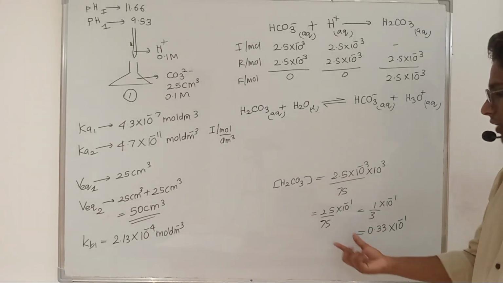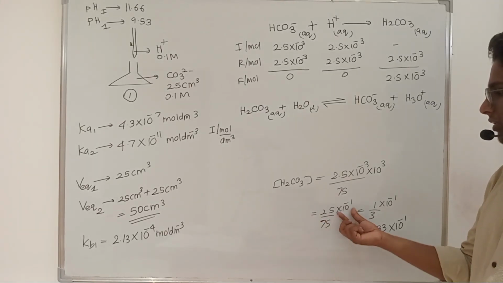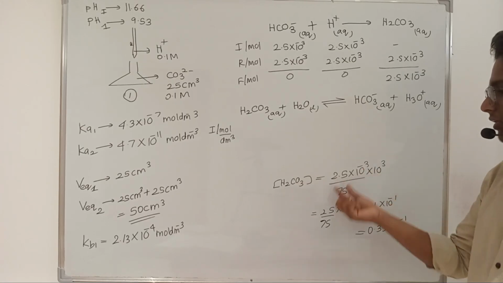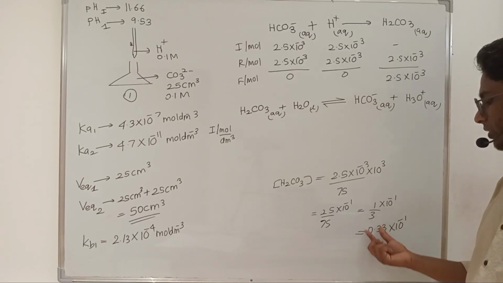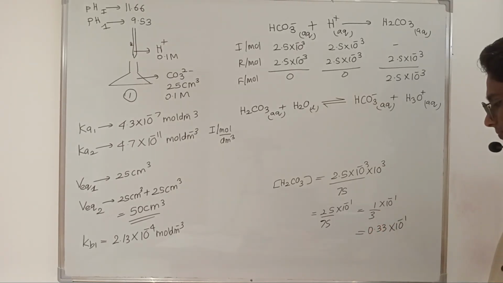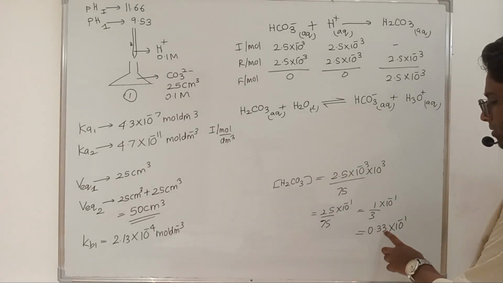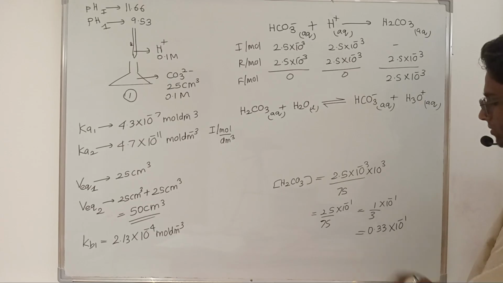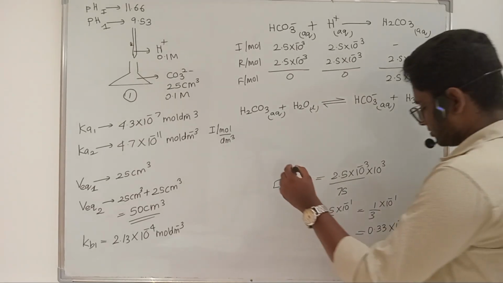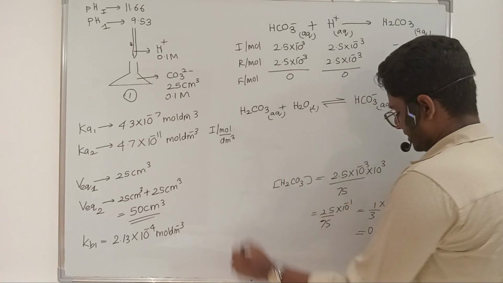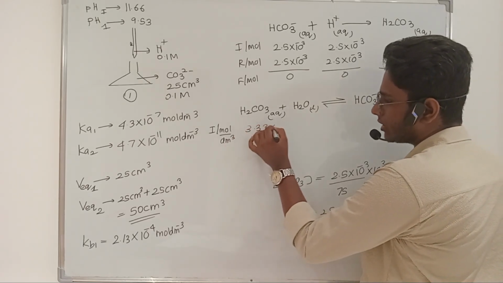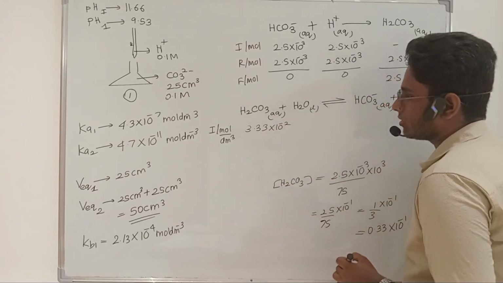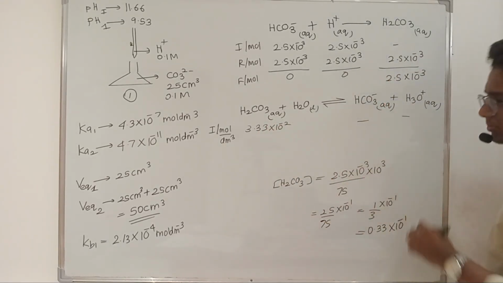75, you all understood, right? So what did I do? 25 over 75 into 10 to the minus 1. The 10 to the minus 3 got used. 25 into 10 to the minus 1 is 2.5, divided by 75. So it's going to be 1 over 3, that is 0.33. So the concentration of carbonic acid is going to be 0.33 into 10 to the minus 1. I write it as 3.33 into 10 to the power minus 2. So there is no bicarbonate present, there is no H plus present.